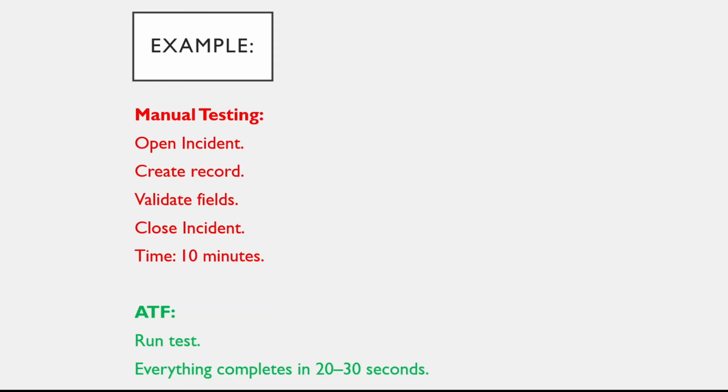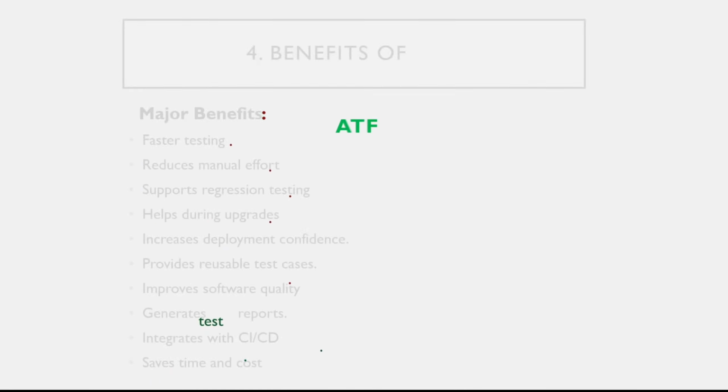Let's take an example to differentiate manual testing and automated testing. Regarding the incident form, we have to open the incident record, create a record, validate the fields, and close the incident. It takes almost 10 to 15 minutes to do all these step-wise things. But in ATF, we have a button called Run Test, and then everything completes in less than 30 seconds.